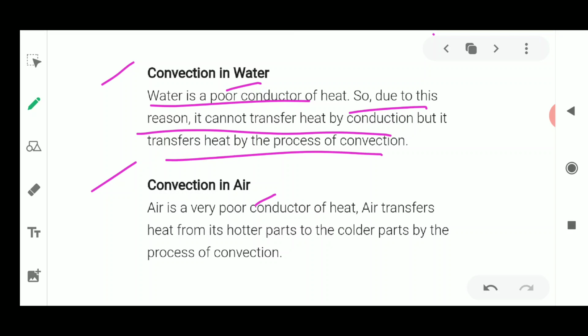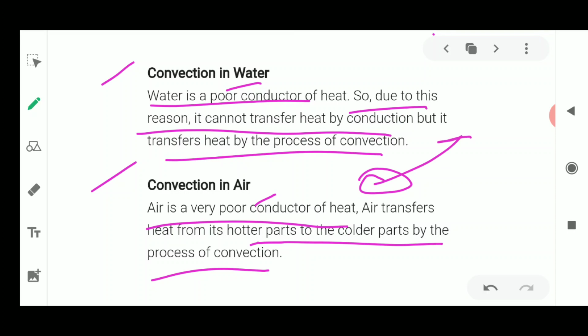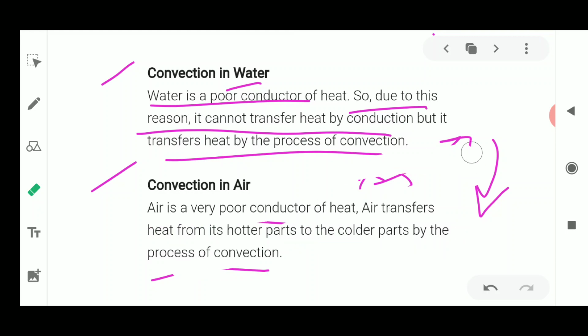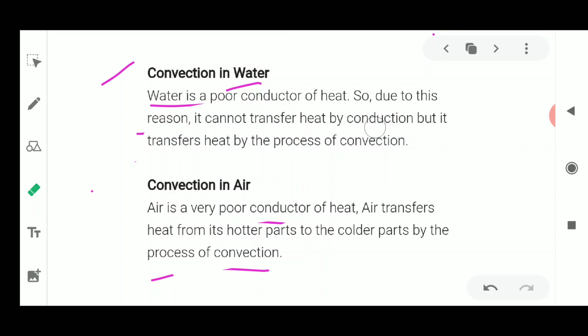Similarly, air is also a poor conductor of heat, so it cannot transfer heat from its hotter part to its colder part with the help of conduction. It always requires another process called convection, where one molecule gets heated up and moves upwards, and from the upper region the colder molecule comes downward. Now there are some practical applications of the transference of heat through convection. We'll see them in the next slide.